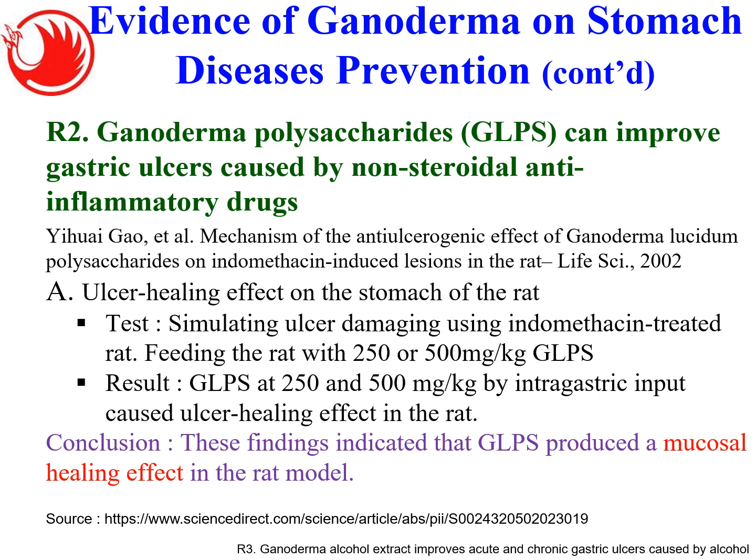The test used a mouse model also, and they fed the simulated injury mice, one group with 250 milligram per kilogram and the other group with 500 milligram per kilogram of GLPS. The results show that the Ganoderma group is able to produce a mucosa healing effect in the mouse model.